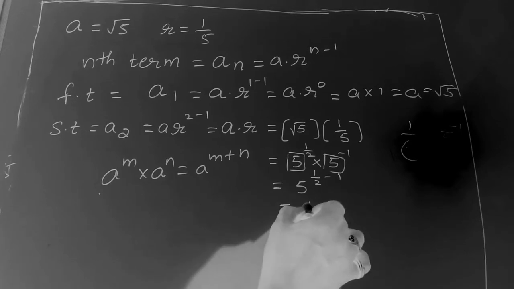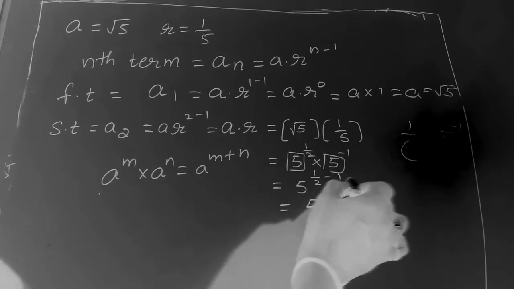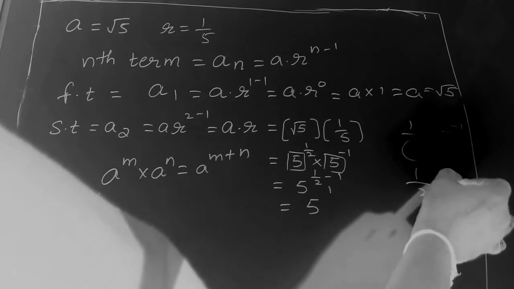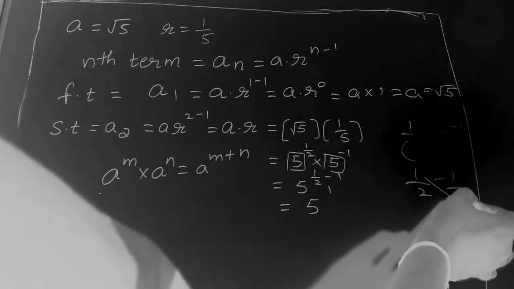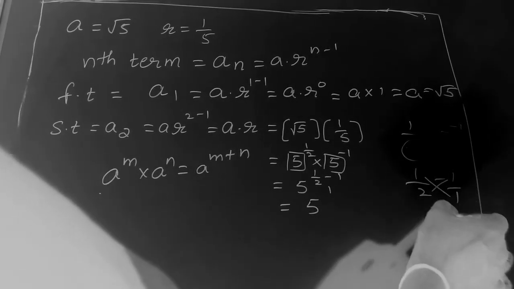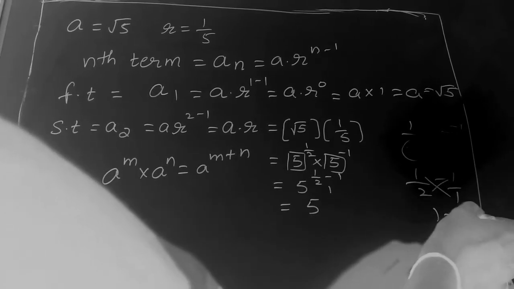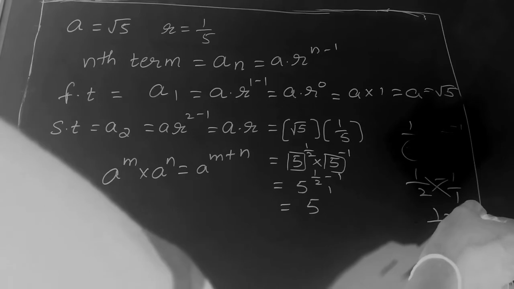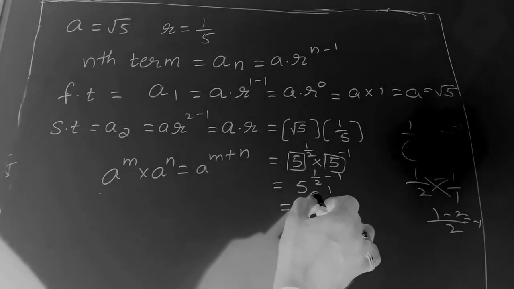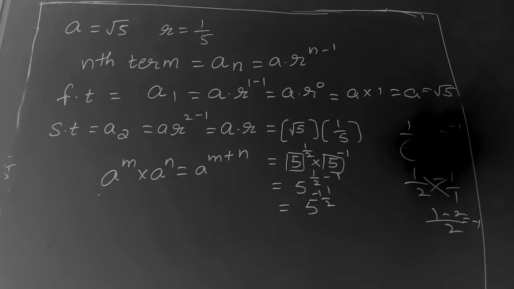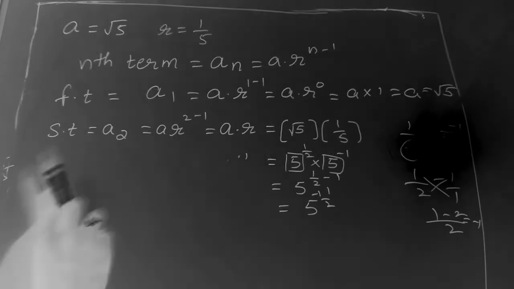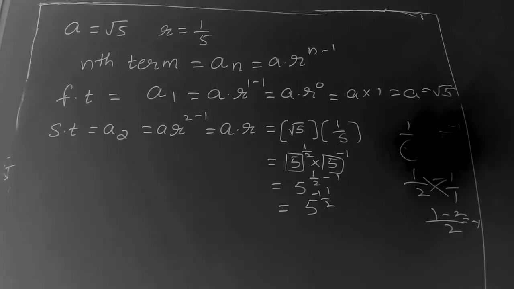So here 5 to the power of 1 by 2 minus 1. It is a fraction, so take the LCM. 1 into 1 is 1, 1 into 2 is 2, and in the denominator 2 into 1 is 2. Minus 1 by 2. So you will get minus 1 by 2. This is the second term: 5 to the power of minus 1 by 2.